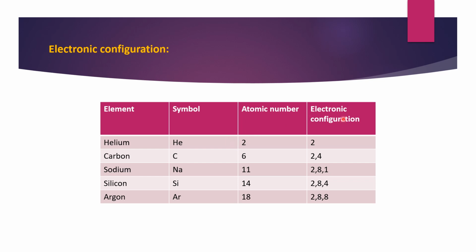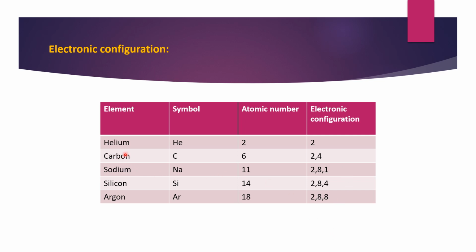So what will be the electronic configuration? The first shell can have a maximum of 2 electrons. So yeah, the electronic configuration of helium is only 2. Now see here, the shells are K, L, M, N, and for example 1, 2, 3, 4. When we represent the electronic configuration, it is separated by commas. So you can understand the first number is the first shell, the second number is the second shell, and like that.